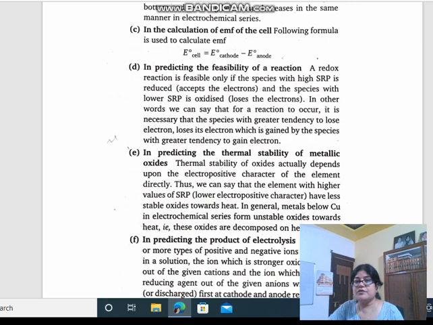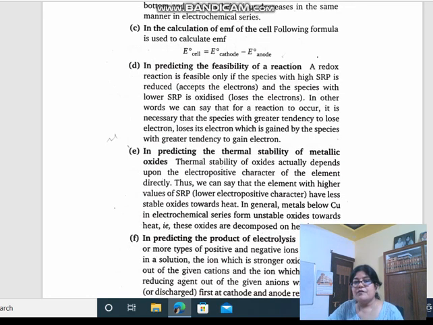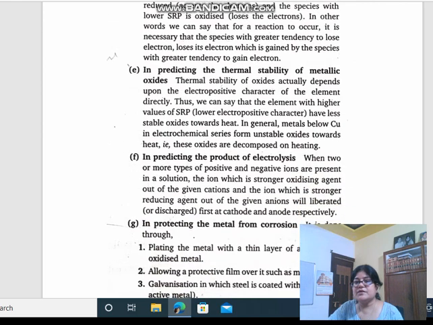In other words, see over here, the fourth line: for a reaction to occur, it is necessary that the species with greater tendency to lose electron loses its electron, which is gained by the species which has greater tendency to gain electron. It is not clear over here, so just go to another one.